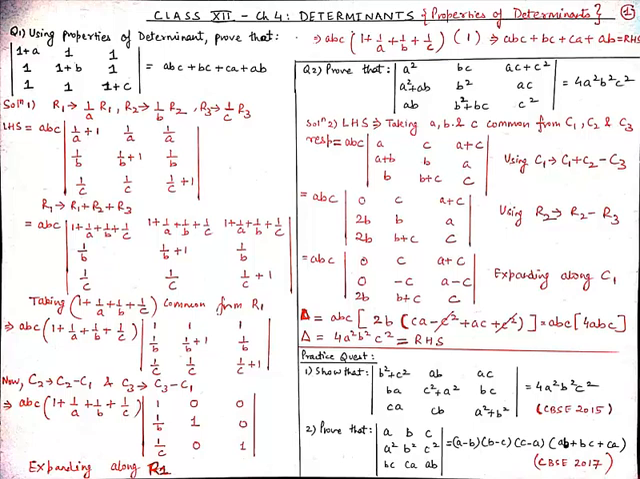So A31 is 2b. And now again, when we apply the operation R2 tends to R2 minus R3, the elements of R1 and R3 will remain as they are, and the elements of R2 will become 2b minus 2b, which is equal to 0, and then b minus c. So from here we get minus c, and then a minus c.